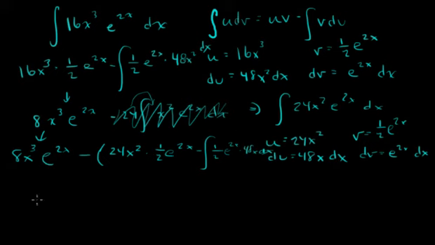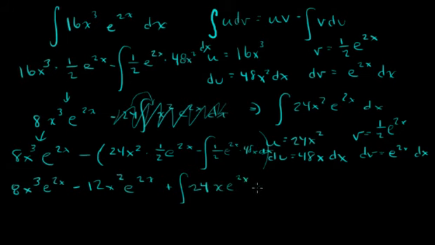I'm sorry, this is getting tight for space. So I'll rewrite it again. I'll try to write it smaller. Distribute this negative sign and divide by 2. You'll have minus 12x squared e to the 2x plus, because this negative sign and that negative sign become positive. 48 divided by 2 is 24x e to the 2x dx.